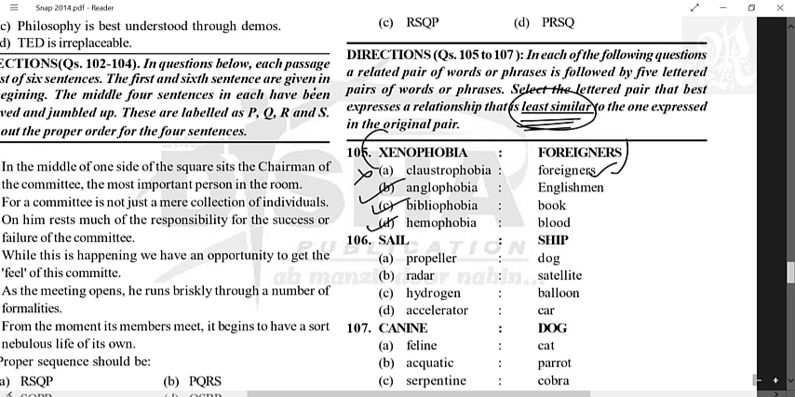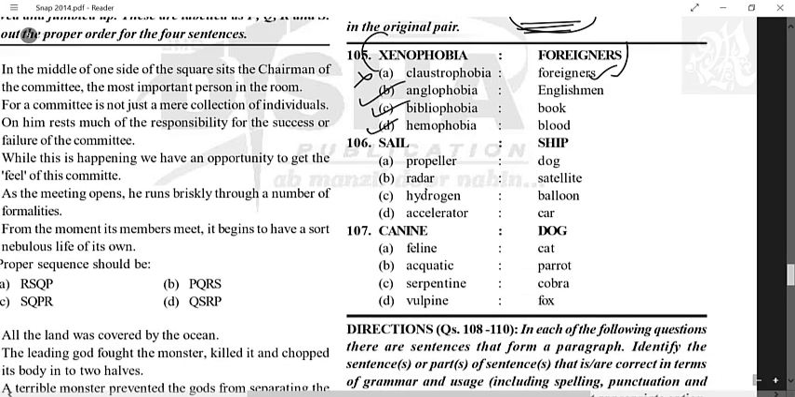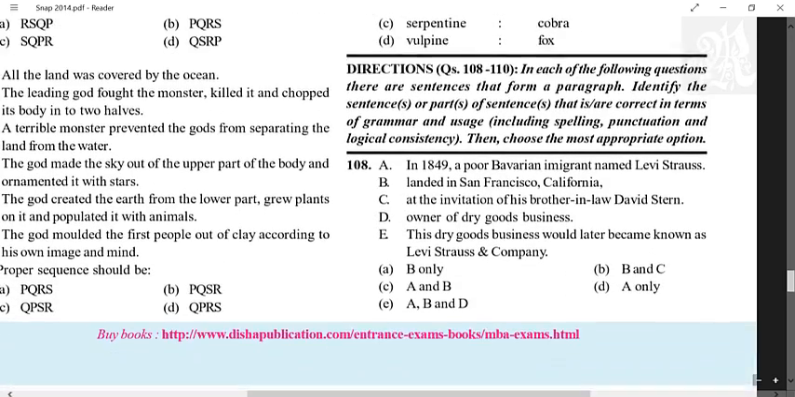So that's the answer. Sail is a ship. Ship has a sail. Satellite has a radar. Balloon has hydrogen. Car has accelerator. Propeller. Dog doesn't have a propeller. Obviously, dog is not something that will convert the energy forms from one to the other. All right. Dog belongs to canine. Cat belongs to feline. Cobra, serpentine. Fox is vulpine. So definitely parrot is aquatic. Parrot is aerial. So it's not aquatic.